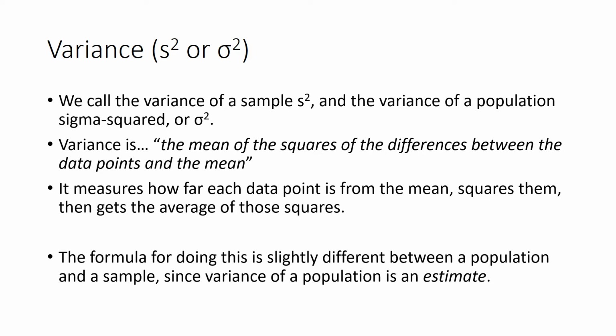The formula for doing this is slightly different between a population and a sample. The reason for that is, if you've got a sample, then the variance is by definition an estimate, because the mean is not going to be exactly the same mean as if you had the whole population.